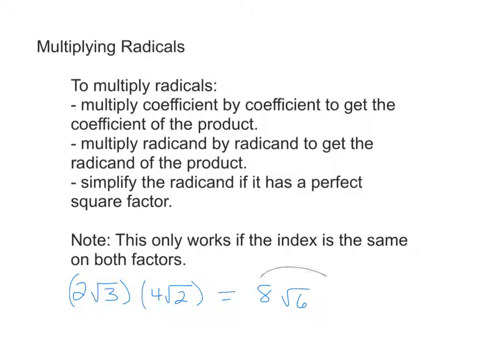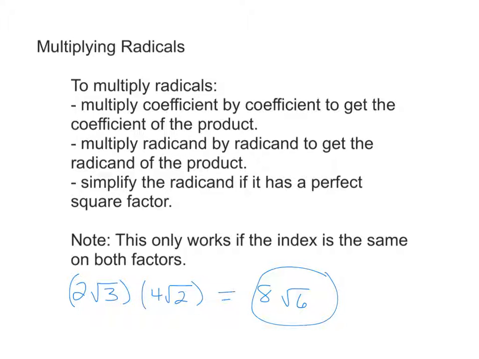And then there's a note there. This only works if the index is the same on both factors. So this is a square root and a square root, so we can do this. If it was a square root and a cube root, you couldn't do it. Okay. That's what that note means. But because they're both square roots, no problem. And most of what we're going to be working with are square roots anyway. But that's as easy as it is.